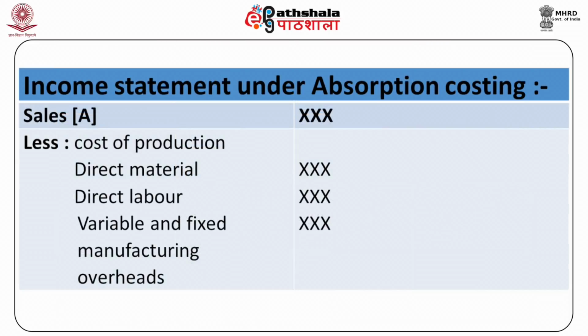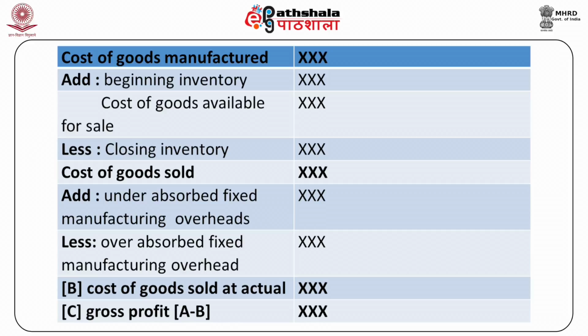Income statement under absorption costing. In this, we have to see the sales, which is given by A, less the cost of production, which is direct material, direct labor, and variable and fixed manufacturing overheads. This gives us cost of manufactured goods. We have to add the beginning inventory, which is the cost of goods available for sale. We have to subtract the closing inventory. This gives us the cost of goods sold.